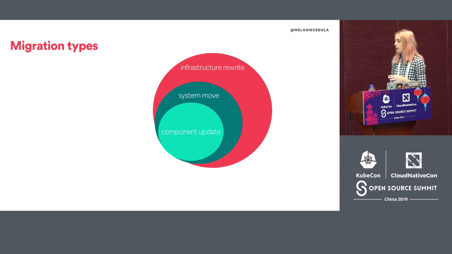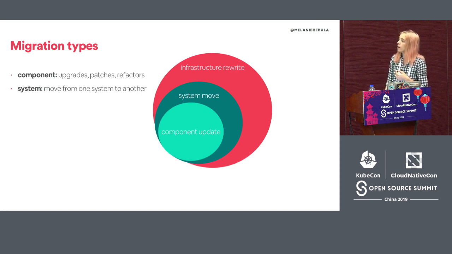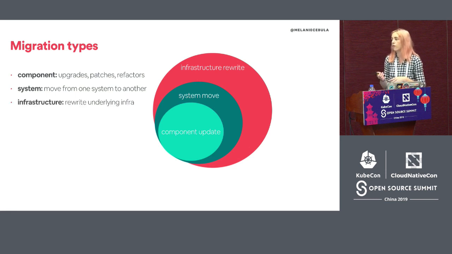Basically, there are three categories: a component update, which you can think of as an upgrade or a patch; a system migration, which is moving from one system to another; and an infrastructure migration, which usually involves rewriting or replacing an entire infrastructure or architecture. So components are upgrades, patches, refactors. A system is a move from one system to another, and infrastructure is really a huge change. It's helpful to start here because when people talk about migrations, they mean all of these, but the strategy is very different depending on what kind of migration you're doing.